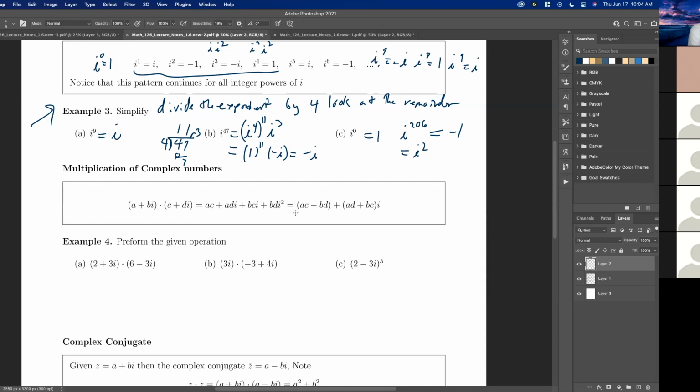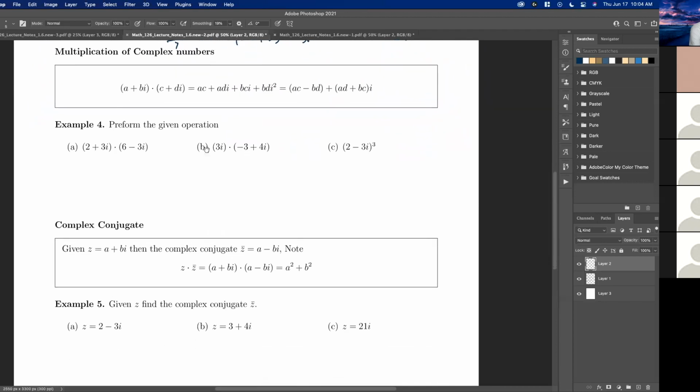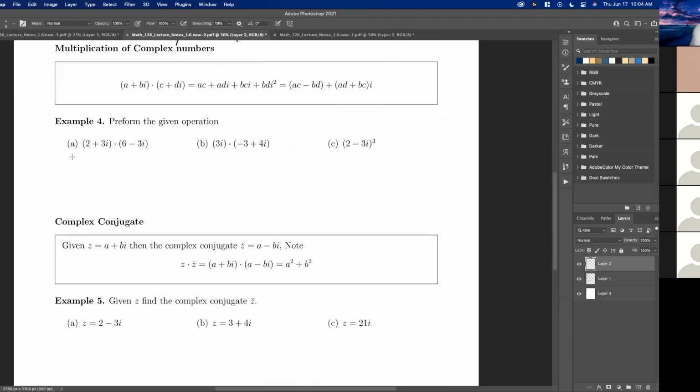Do I memorize this formula? No, I really don't. I just kind of crunch through the numbers. So let's just crunch through it. So here, let's just start doing some crunching. So here I'll have 2 times 6. So let's go ahead and FOIL this.